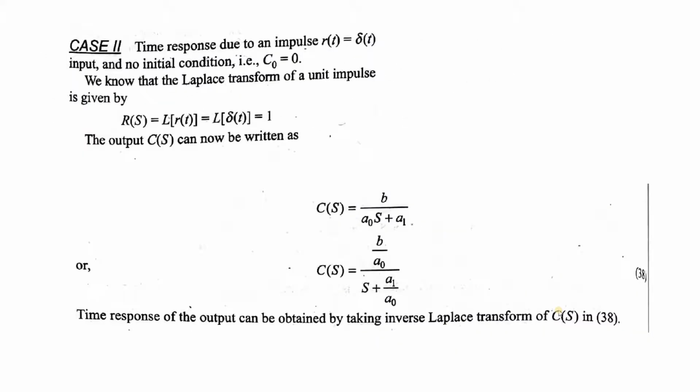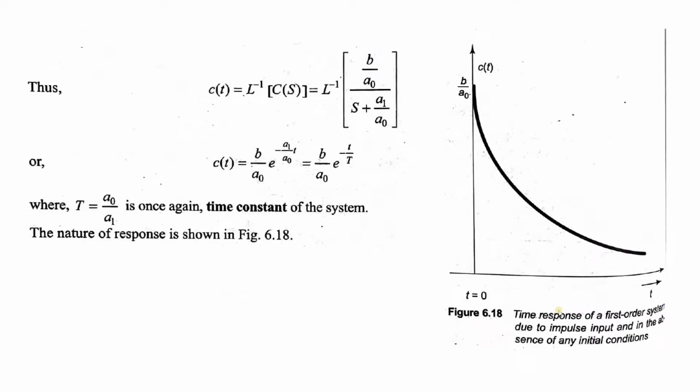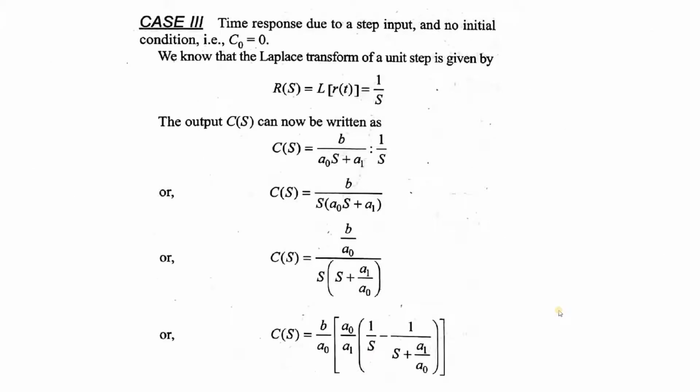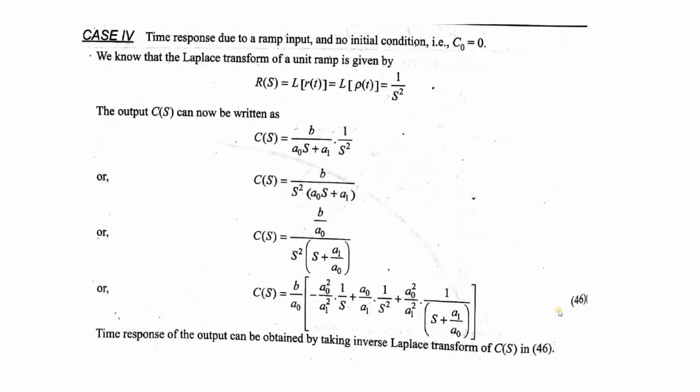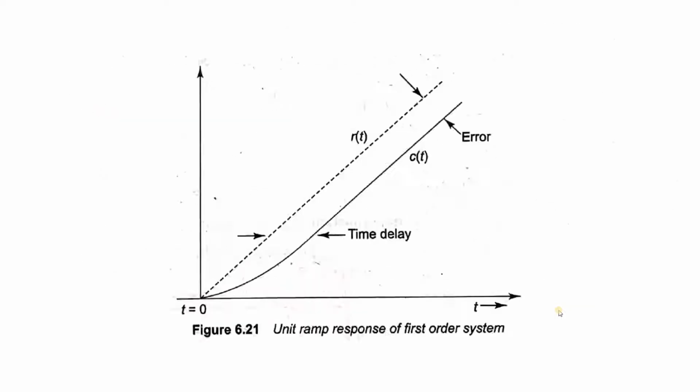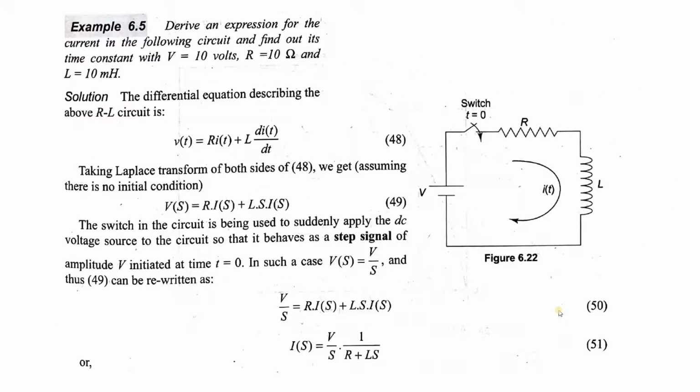Then we also tested the test signals. That means what is the response if an impulse signal is given, what is the response if a step input is given, unit step and unit ramp, and parabola. All these things we have seen. Now we will observe a practical example.